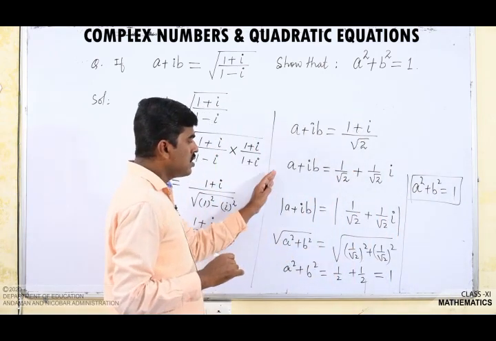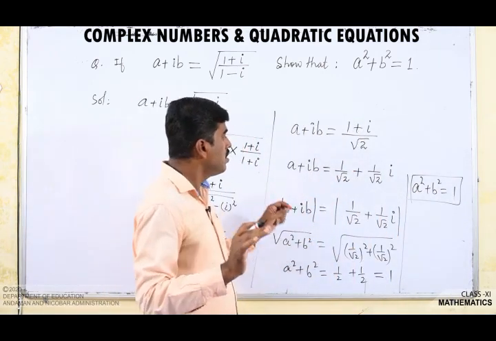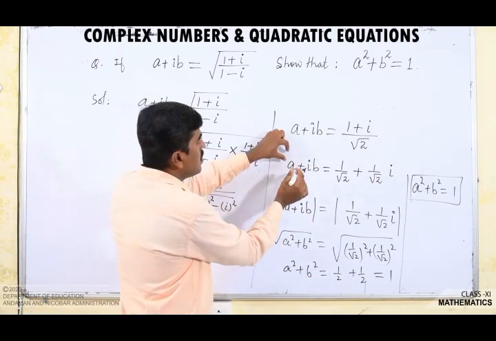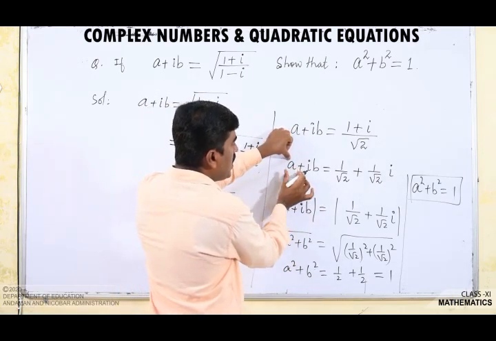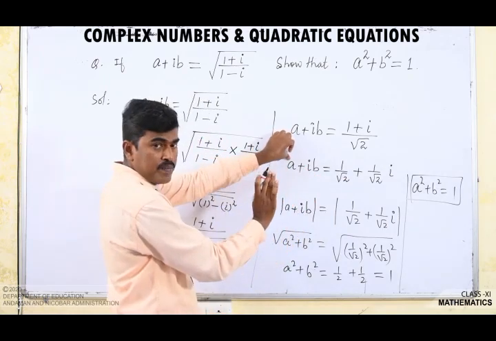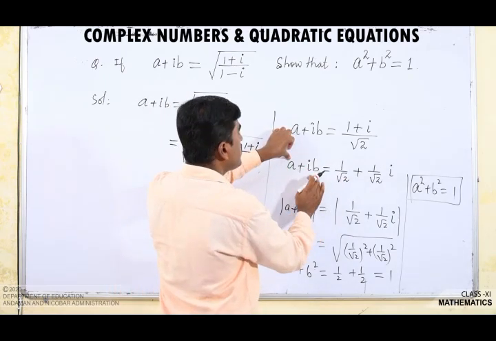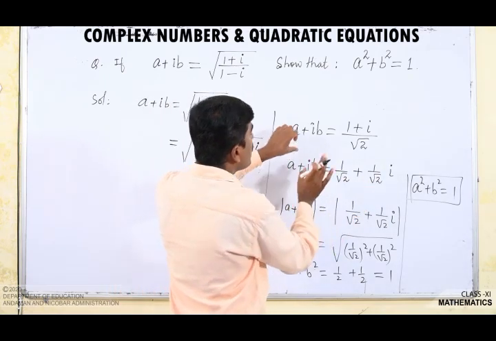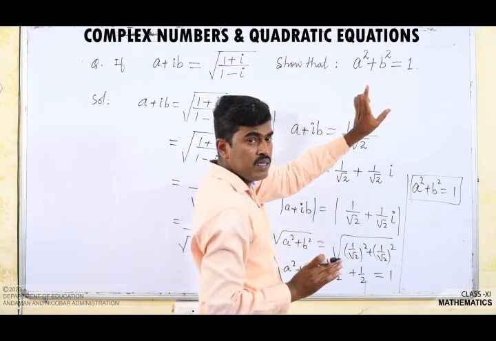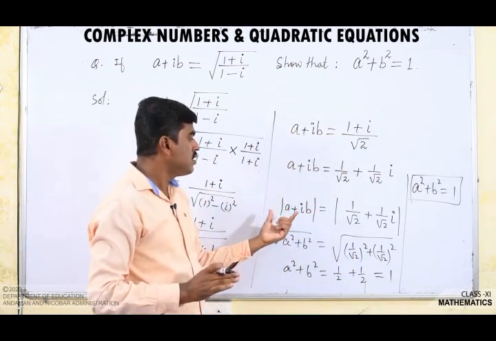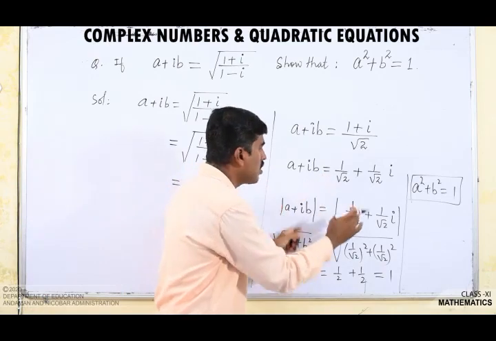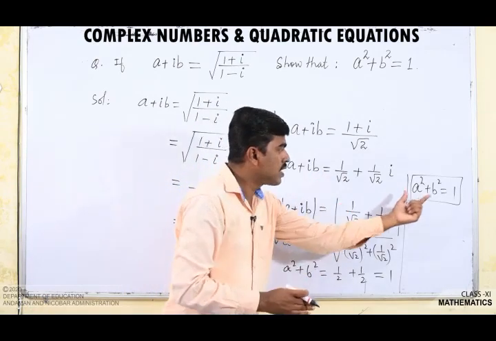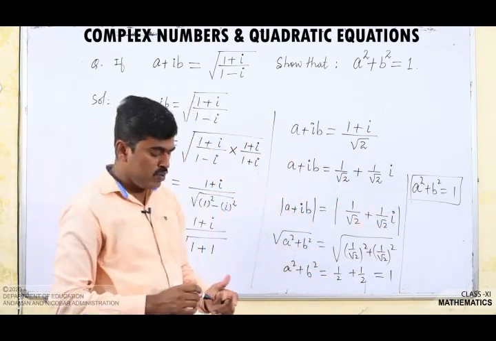Okay. So, in this way we can take the modulus, or we can also prove it like this. Just write the value of a and b by comparing the real and imaginary parts. a is equal to 1 by root 2 and b is equal to 1 by root 2. You just put these values in this LHS, we will get 1. In that way also we can prove it. Otherwise we can take the modulus of this complex number. So, we will get a square plus b square is equal to 1.